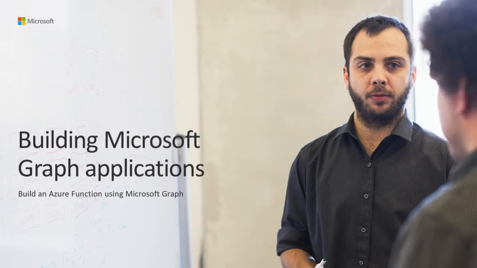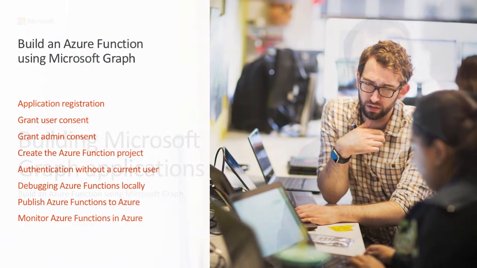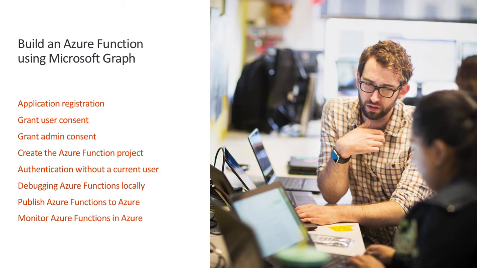In this section, we're going to talk about building Microsoft Graph applications using Azure Functions. So what are we going to cover in this? We're going to first look at the application registration. We're going to look at how to grant user consent, as well as how to grant admin consent. We'll look at creating the Azure Function project, authenticating without a current user, how to debug Azure Functions locally, how to publish Azure Functions to Azure, and how to monitor Azure Functions inside of Azure.